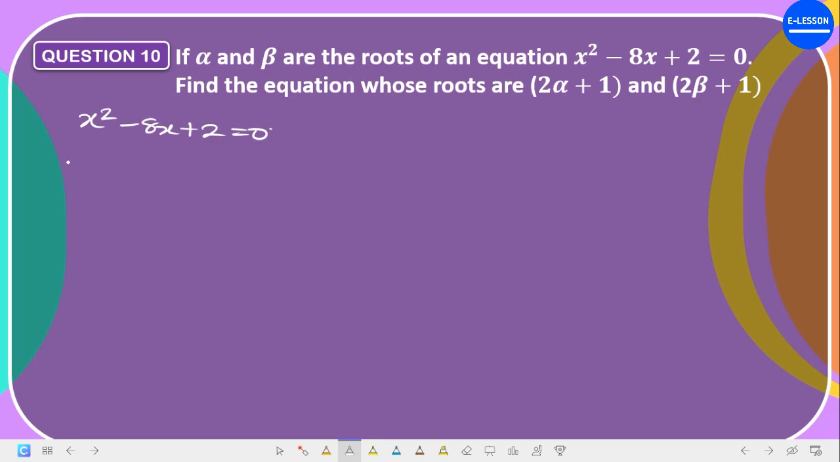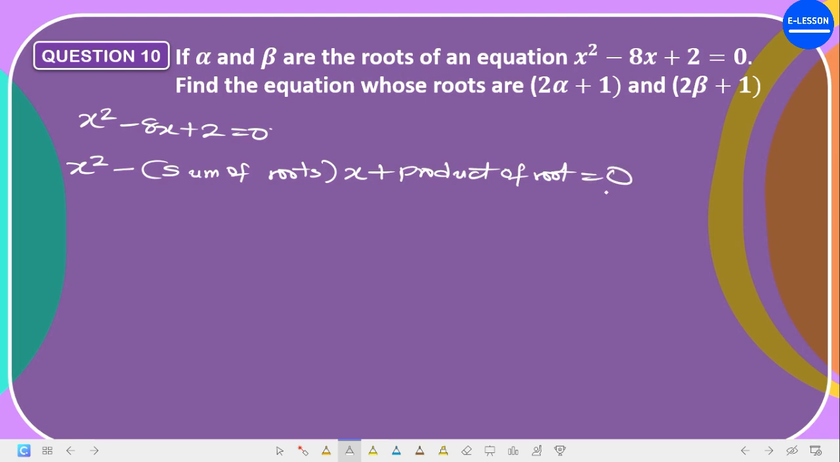Now note, to find an equation given the roots, use the formula s squared minus (sum of roots) s plus (product of roots) is equal to 0. So you say s squared minus sum of roots, bracket s, plus product of roots is equal to 0.